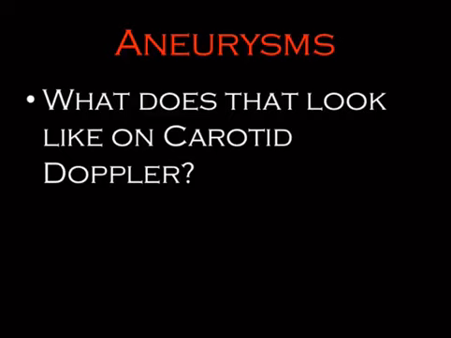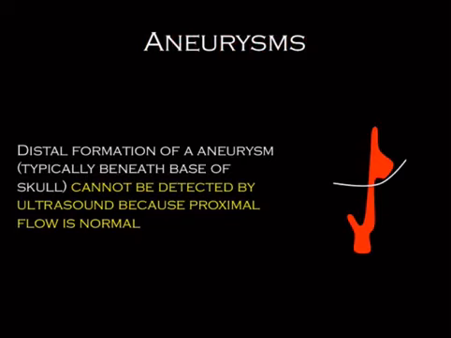What about aneurysms? Can you tell what the velocity changes in the waveform are when you've got an intracranial aneurysm, like a Berry aneurysm? You can't tell. There's no difference. So if you would be asked that, there's no way to tell the difference. You can't detect aneurysms in the brain with carotid Doppler.